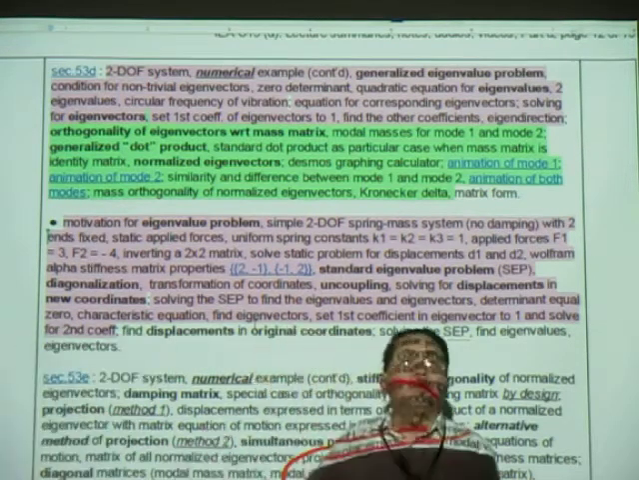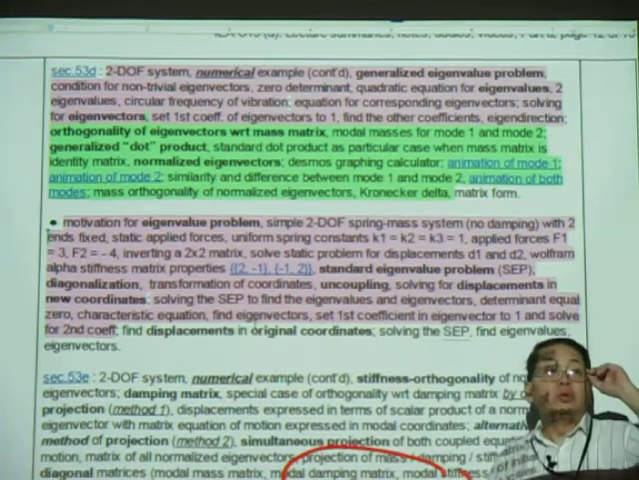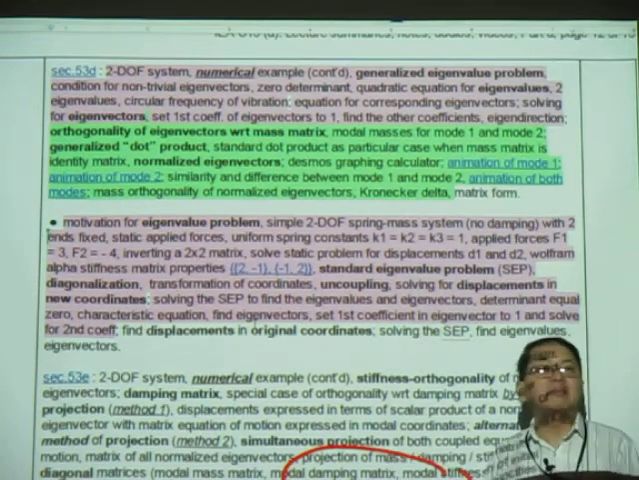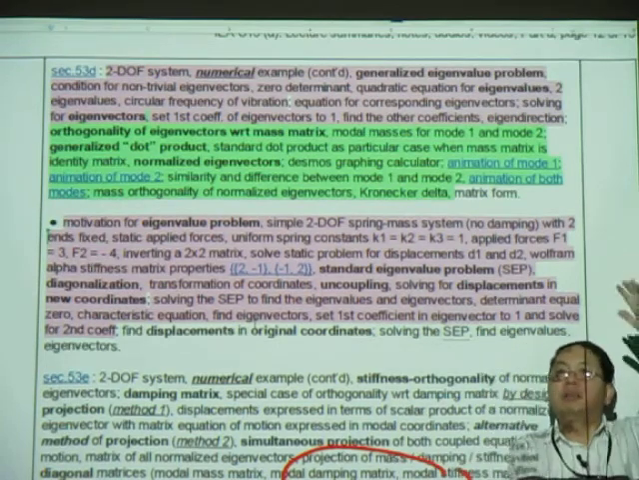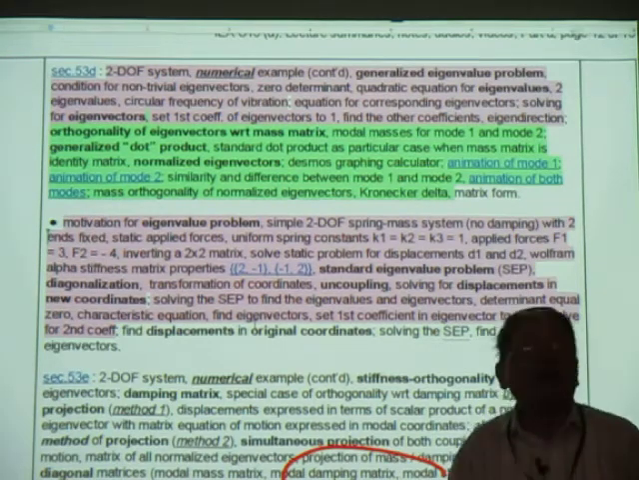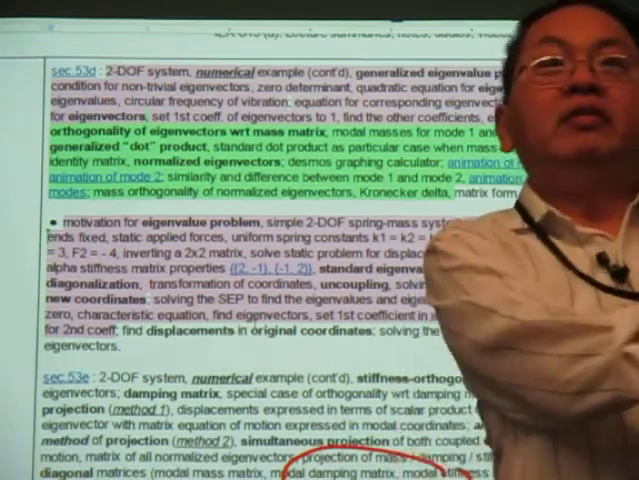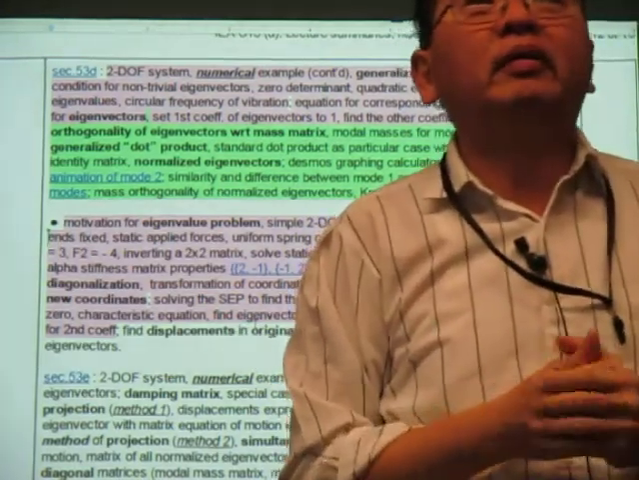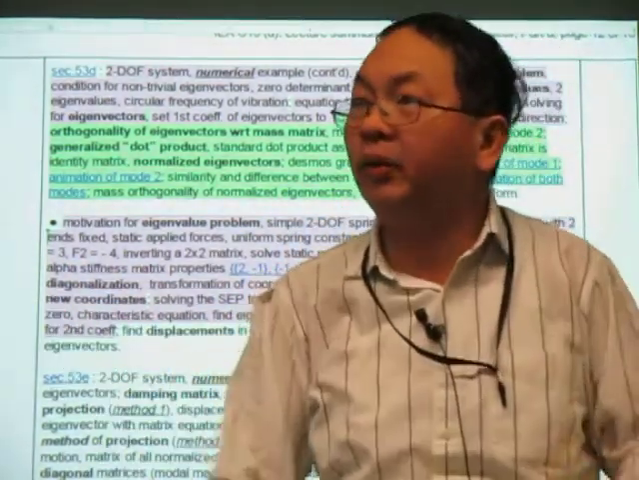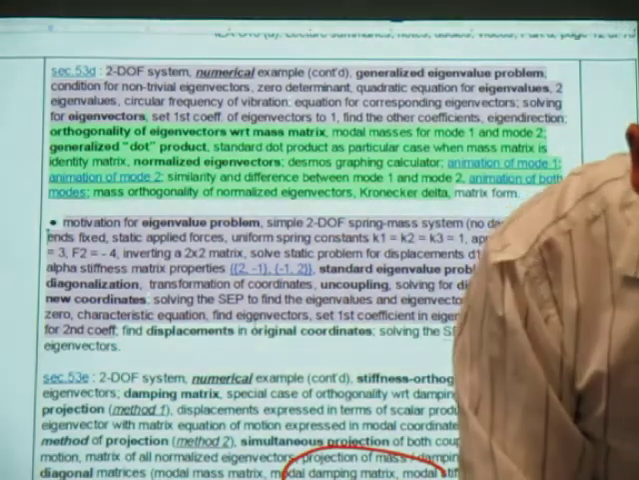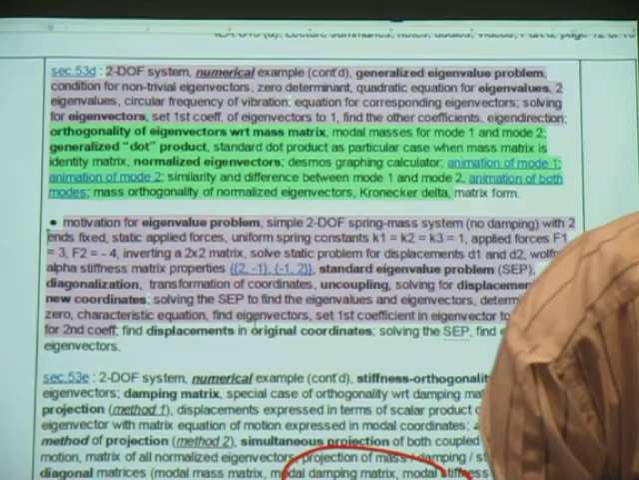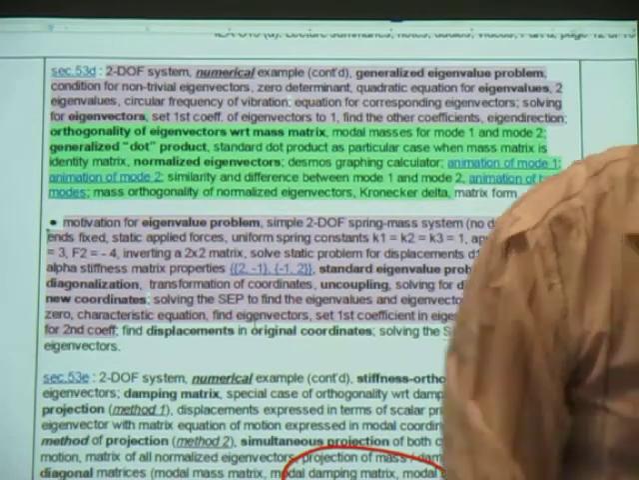Why do you need to uncouple the two coupled equations of motion? Can someone remind the class quickly? Why do you need to uncouple the equations of motion? Otherwise you can't solve it. Yeah. If the two differential equations are coupled, you don't know how to solve them. But you know how to solve uncoupled scalar second order ODEs, right? And that has been reviewed since the beginning of the semester.